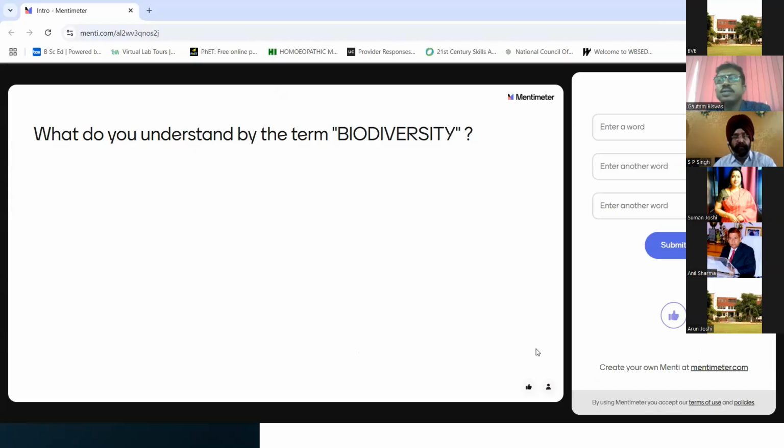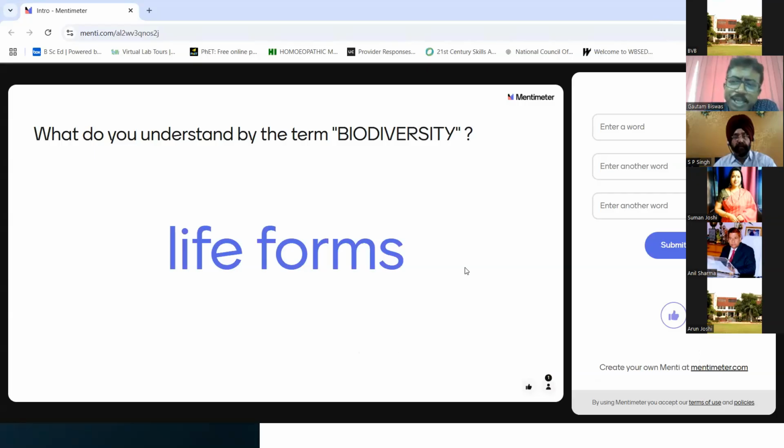Are you getting this page? Very good. I'm getting some responses, live. On the side, there is enter a word, enter another word, enter another word. You can enter 3 words. You have to enter the word and submit. You enter 3 words and submit at last.